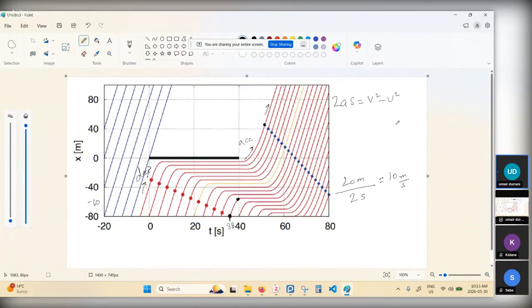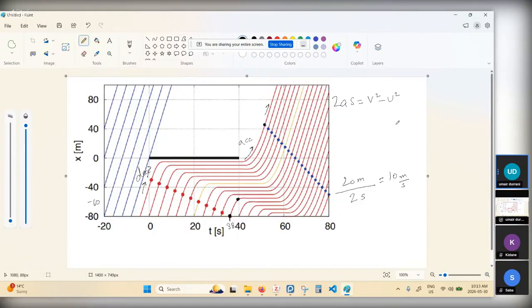So this is positive acceleration. This is the distance. V is the final speed and u is the initial speed. This is from the equation of motion that we have studied in high school. So if we want to estimate the acceleration, and we know that in this case, there is an initial speed, but there is no final speed.